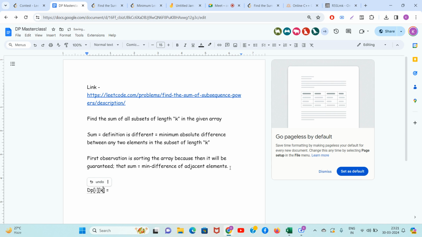dp of i, k, it should tell you what? Sum of all subsets of length k. Everyone write yes in the chat if this is very simple and intuitive to them. Guys, dp of i of k should tell you the sum of all subsets of length k till index i of the array.